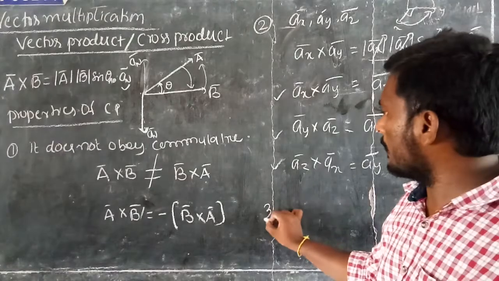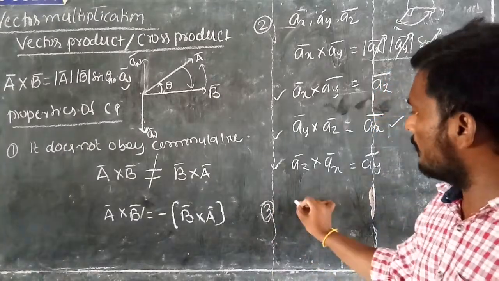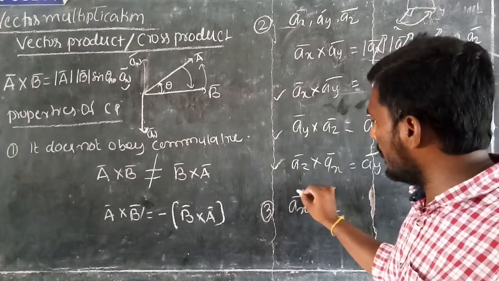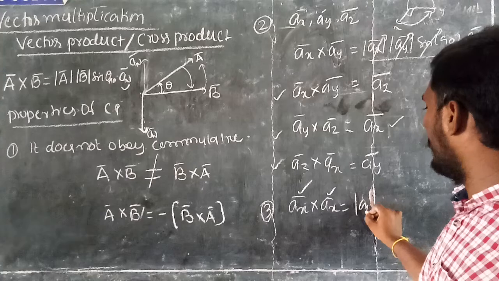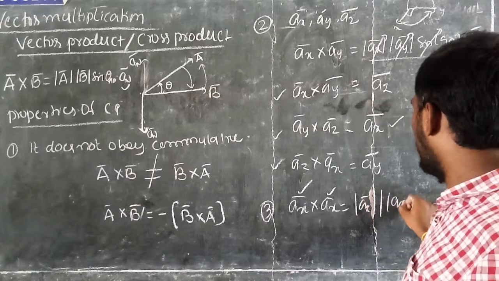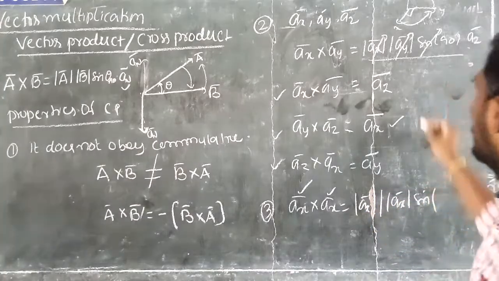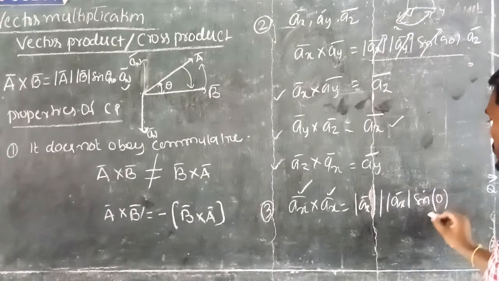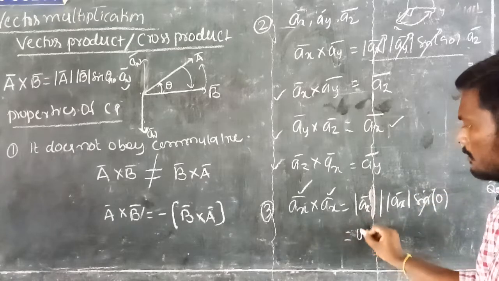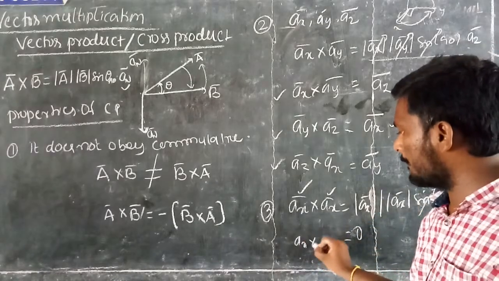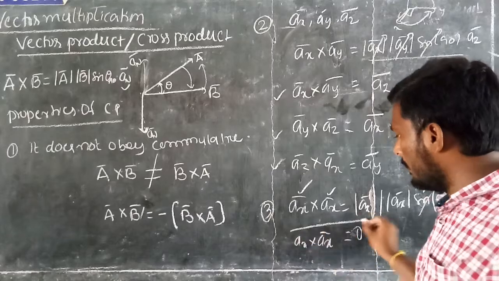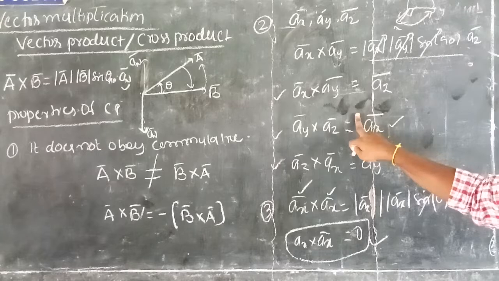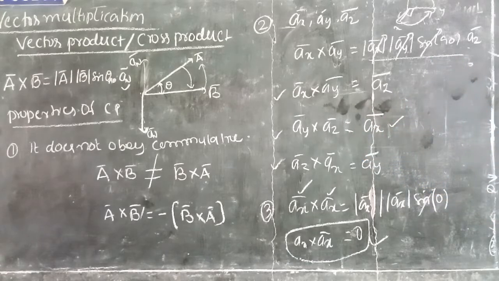Suppose you calculate the cross product between the same unit vectors, like Ax bar cross Ax bar. The result is magnitude of Ax bar, magnitude of Ax bar, sine of the angle between them. If you have the same unit vectors in the same direction, what is the angle? 0. Sine 0 is 0, and 0 times anything is 0. The final conclusion here is that the cross product between the same unit vectors is 0. The cross product between different unit vectors is another vector.